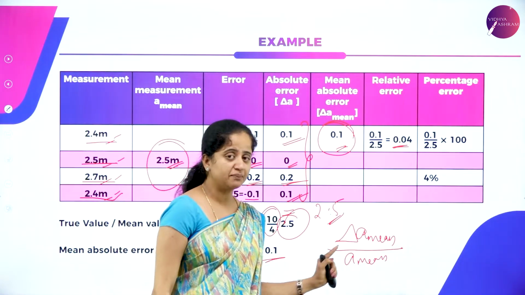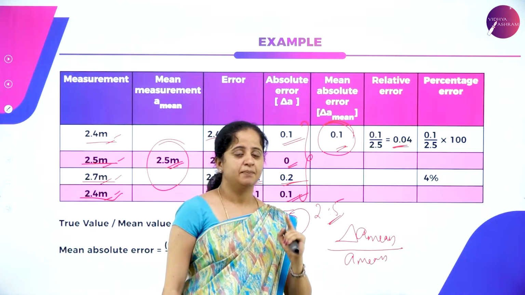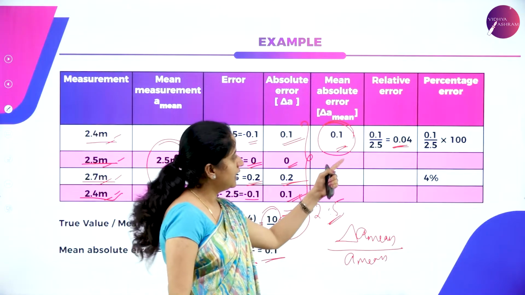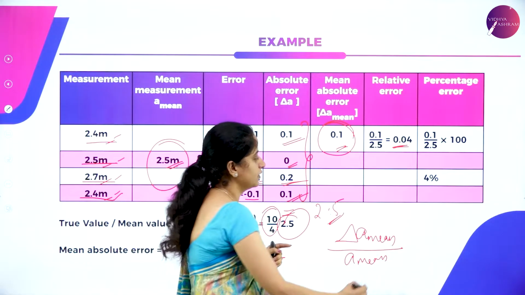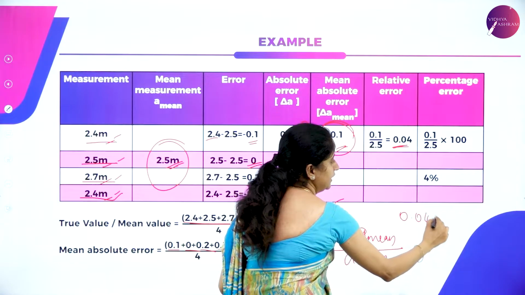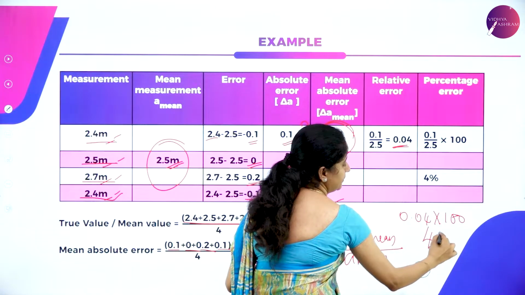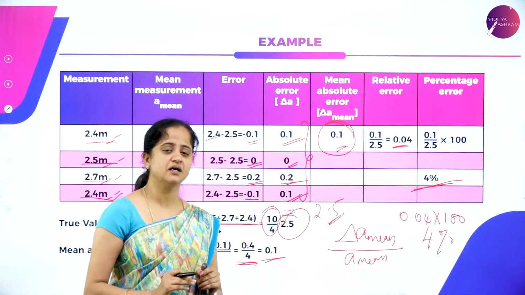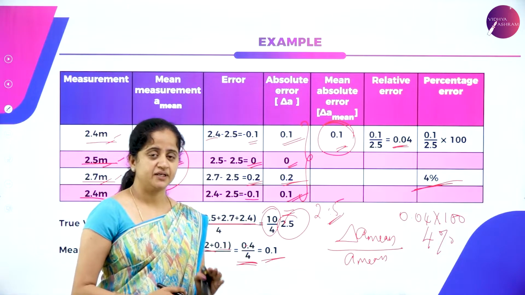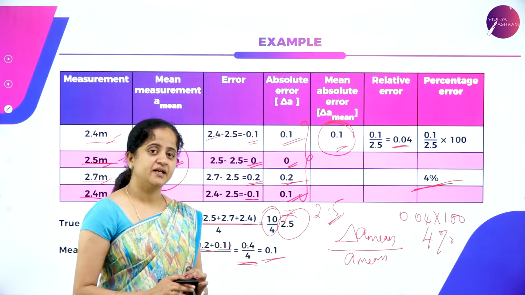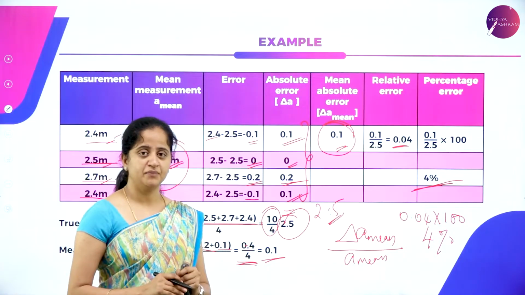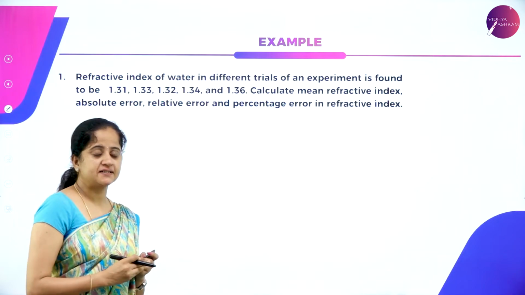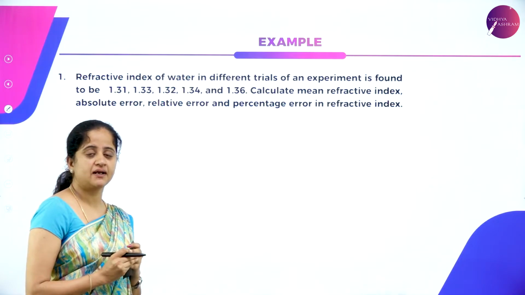Next, we have to represent this error in terms of percentage. Percentage error can be calculated by multiplying the relative error by 100. Now we have the relative error, that is 0.04. So 0.04 into 100 gives us 4%, and that is the percentage error. This is how we calculate the absolute error, mean absolute error, relative error, and also percentage error for any measurements.